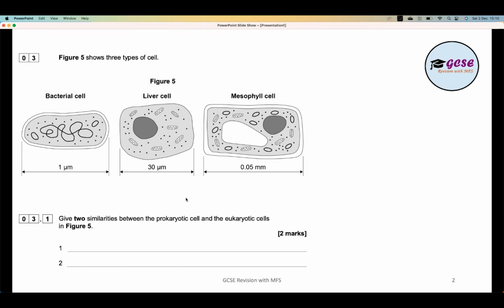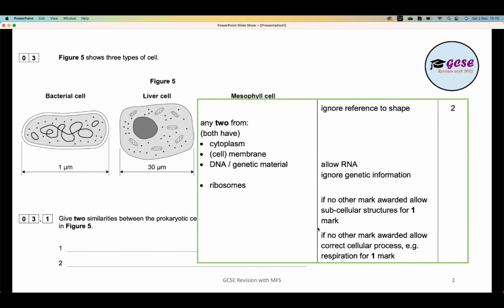So I've actually put the marking scheme up on here. Okay, so this is what the marking scheme requires. So both of them have a cytoplasm, both of them have a cellular membrane, and both of them contain genetic material or DNA. They both also have ribosomes.